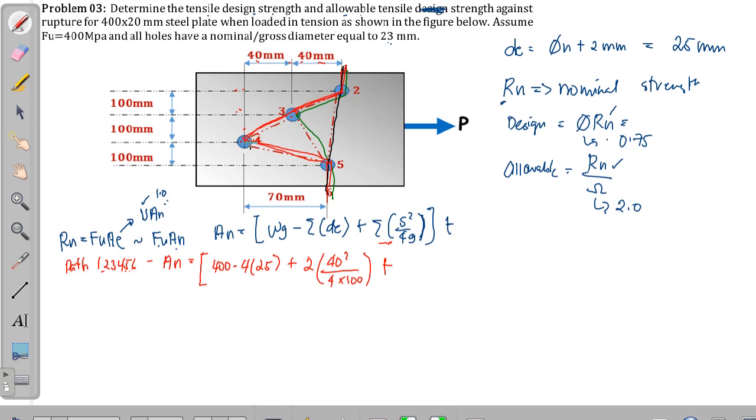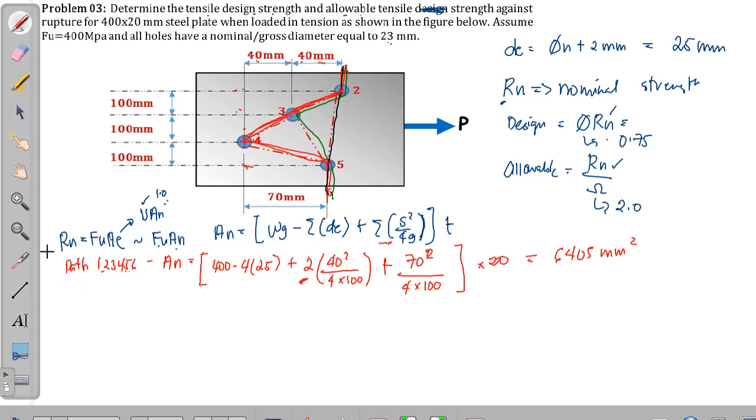So, you have to add this, bolt 4 to 5. Ang S natin is 70. Ang G natin is 100. So, 70 squared over 4 times 100. Okay? So, yan. Isa lang. Ito yung dalawa, kaya times 2. Isa lang ito, kaya walang times. Squared ito. Times our thickness, which is 20 mm. So, ilan ito? Ang value natin dito is 6405 mm squared. Okay? That is for path 1, 2, 3, 4, 5, and 6.